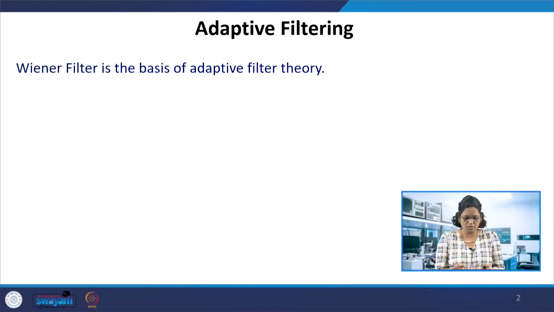One of the basics of adaptive filtering theory is the Wiener filter. So I'll first look at the Wiener filter, and then we'll move on to the different types of adaptive filtering, or the algorithms used in adaptive filtering.